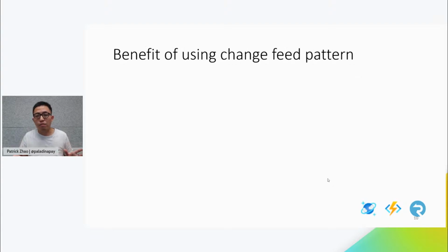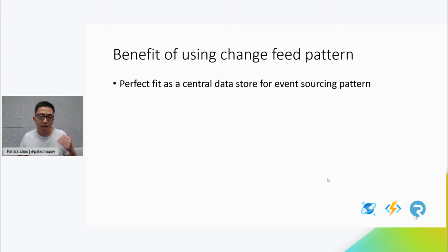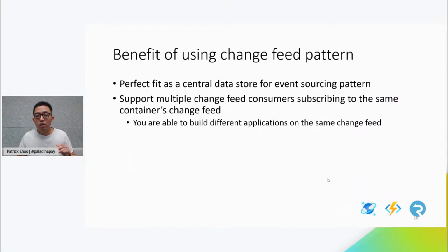The key benefits of the change feed pattern include the following. The first is that it's perfect as a central data store for the event sourcing pattern. In a typical microservice architecture or event-driven architecture, we will have some type of message queue. Cosmos DB change feed can be a great alternative to a traditional message queue. Why? The biggest benefit I see is that it supports multiple consumer applications subscribing to the container's change feed without any additional work in your infrastructure.